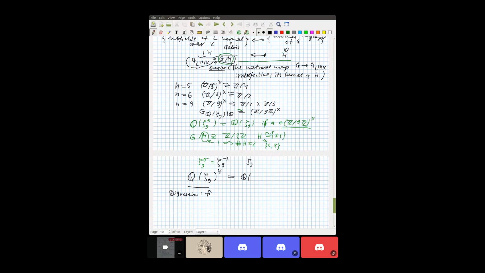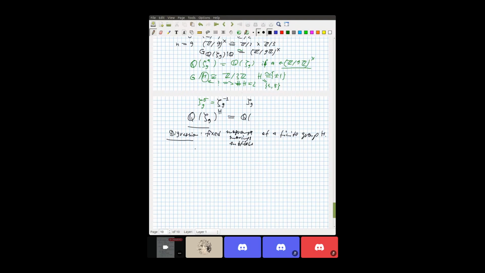So, fixed subgroups, subrings, subfields of a finite group. So we assume that H acts on something. Well, let's call it M.